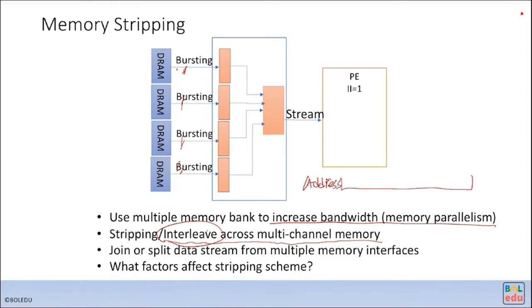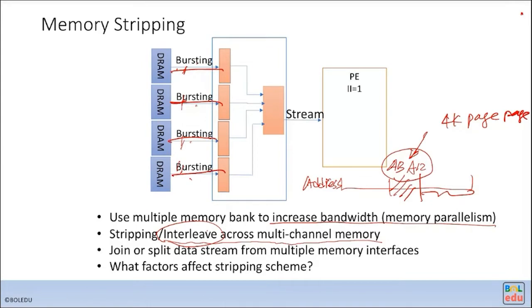and then you choose a portion of your address space. For example, suppose that's a 4K page, then you use, for example, A12, A13. If you have 4 channels, you use the 2 address lines to interleave across these 4, so that you can have on-page access from the 4 channels at the same time. Okay, that's one thing.